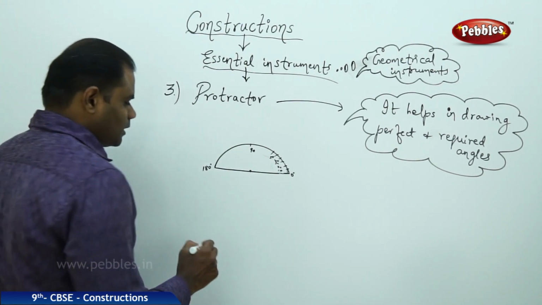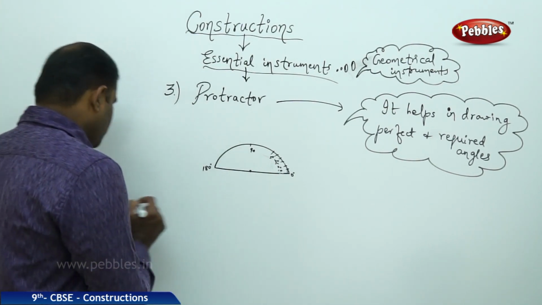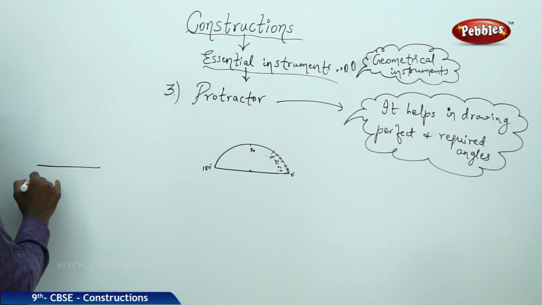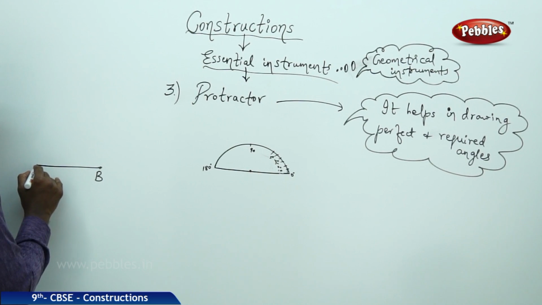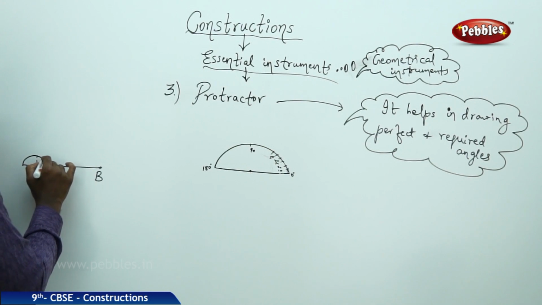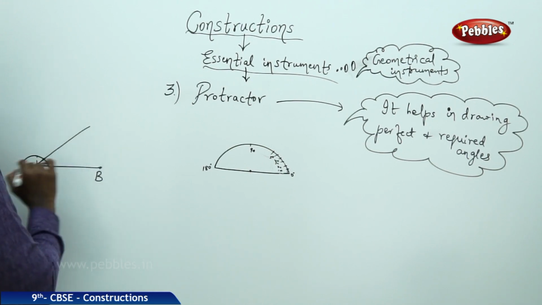Say for example, I wanted to find a perfect 50 degrees. I have a line AB at which I want to make an angle of 50 degrees. So I put the protractor here and then I mark exactly at 50, and then I just draw the line from A to this.